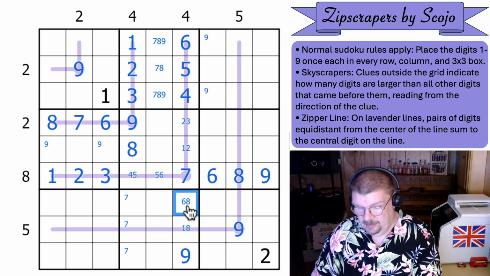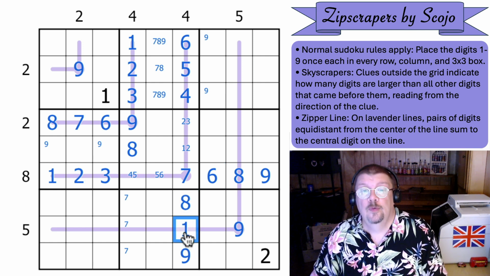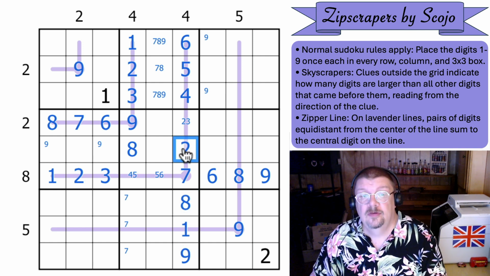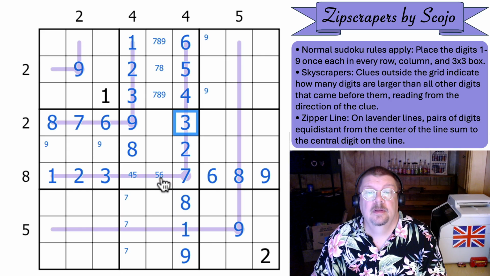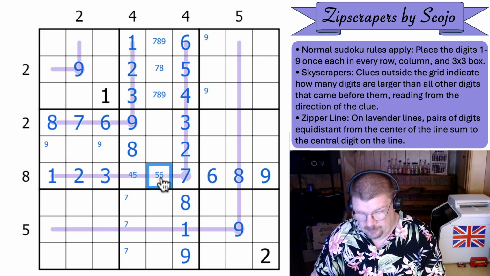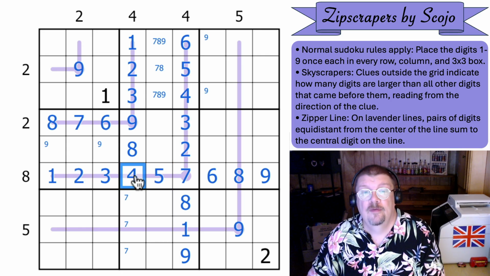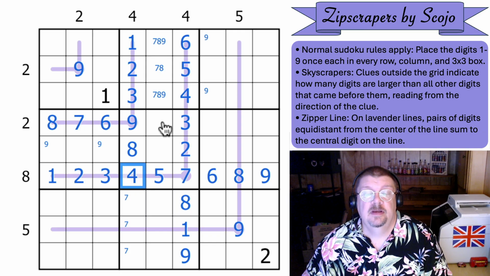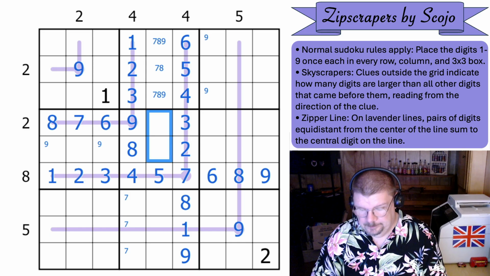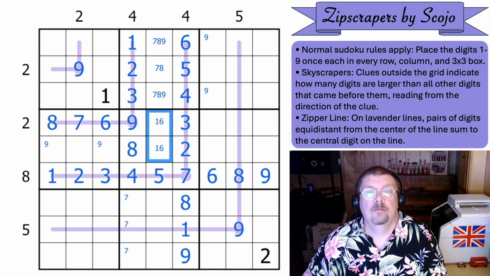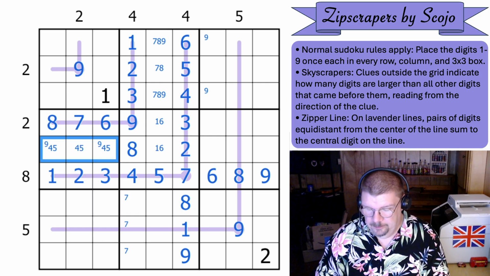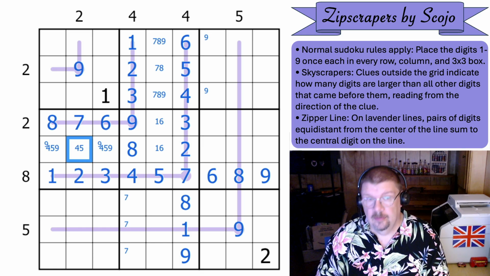That is a 6. That's an 8. That's a 1. This is 2 and 3. And this is 5 and 4. That is very nice indeed. These two digits must be 1 and 6. These three digits must be 4, 5, 9, with that one not being a 9.